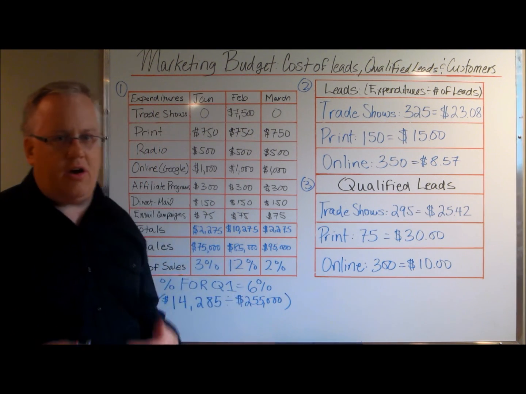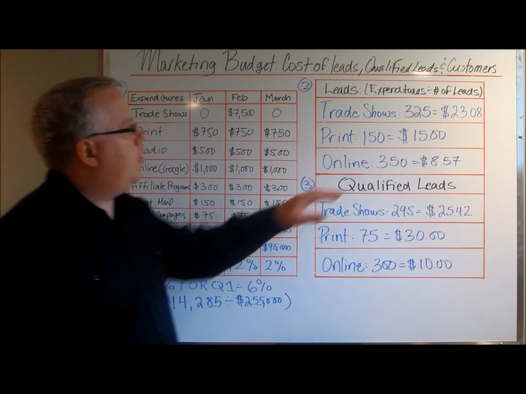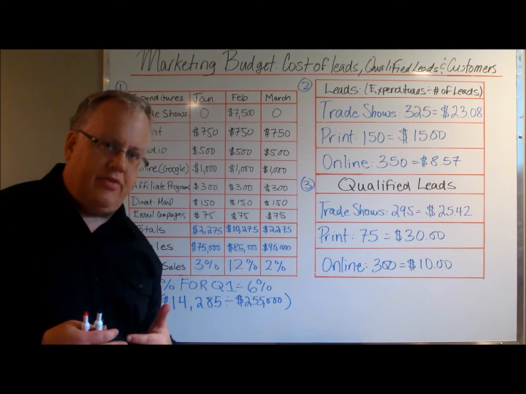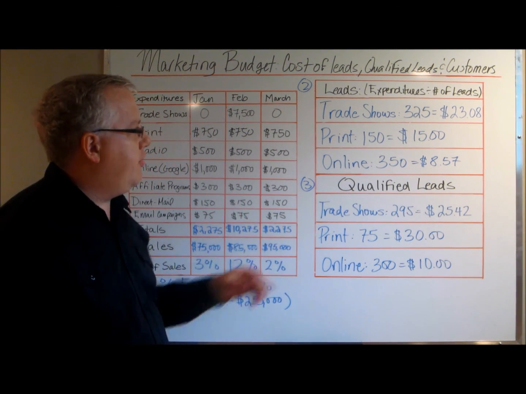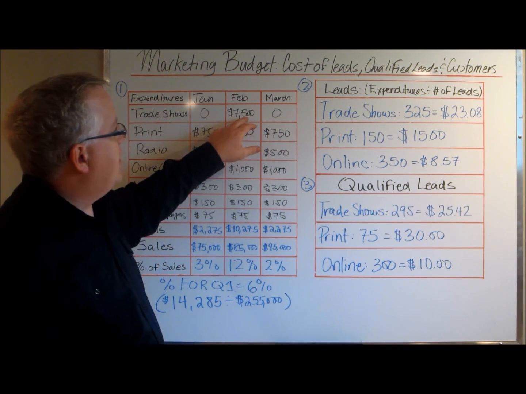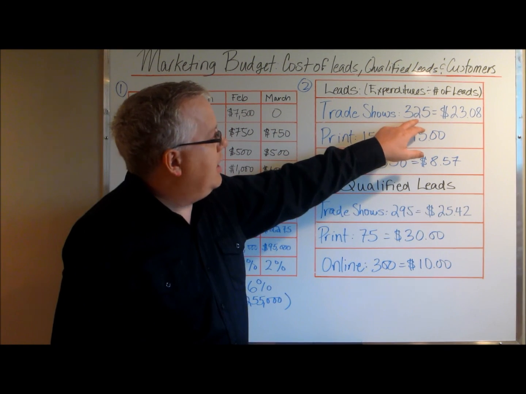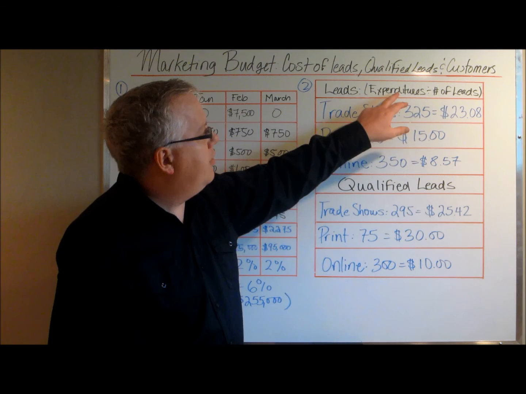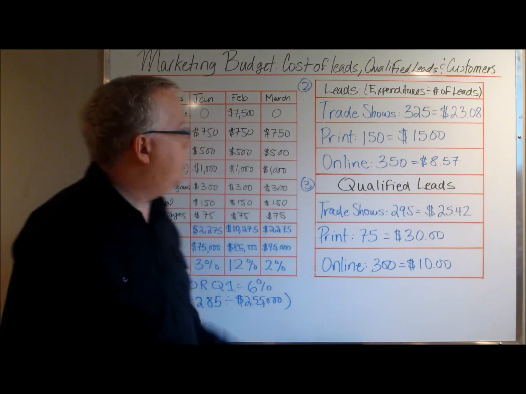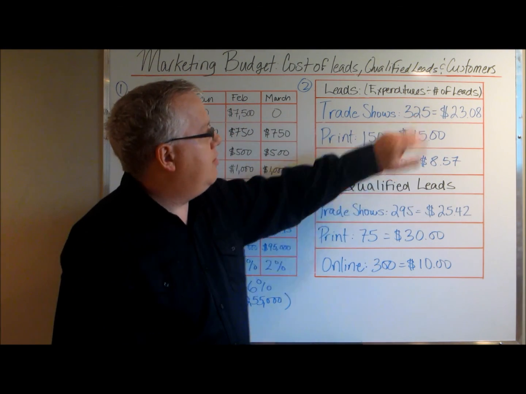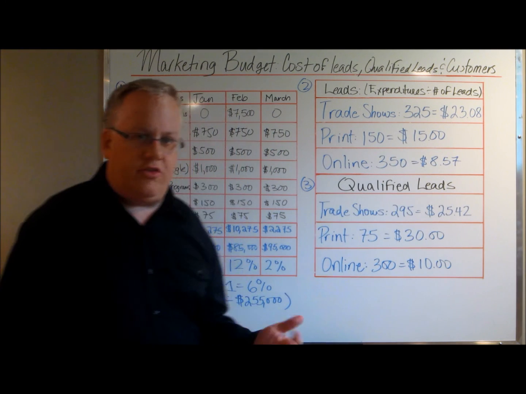They had a lot of business cards, met a lot of decision makers. So they wanted to determine what was the cost per lead of attending that trade show. So you're basically taking $7,500, dividing it by 325. So what I put here is the expenditures divided by the number of leads. 7,500 divided by 325, cost per lead is $23.